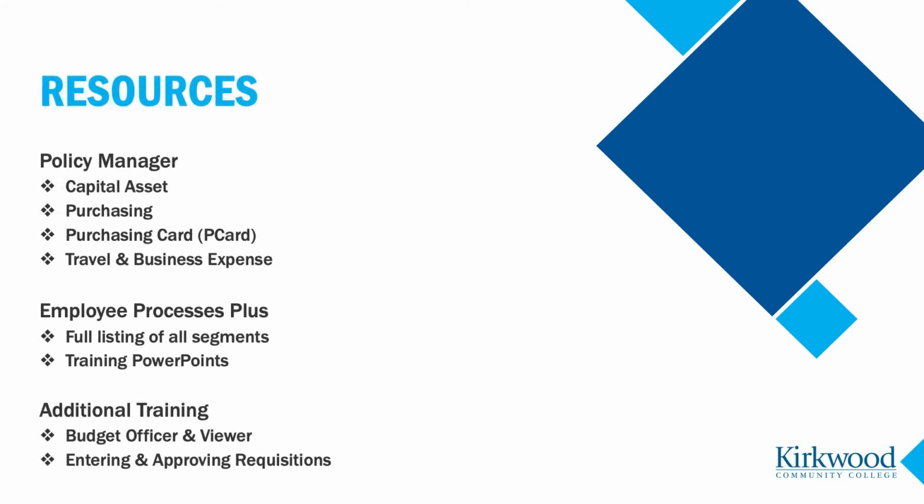As I mentioned in the beginning of this training, there are additional resources available for your use. In Policy Manager, you can find multiple finance policies that pertain to your use of GL accounts. The 4 main policies will be capital asset, purchasing card, also referred to as P-card, and the travel and business expense policy. Employee Processes Plus contains listings of each segment in detail. For example, when we looked at the object, only the first digit was listed. The object listing found in Employee Processes Plus provides all revenue and expense objects available for your use.